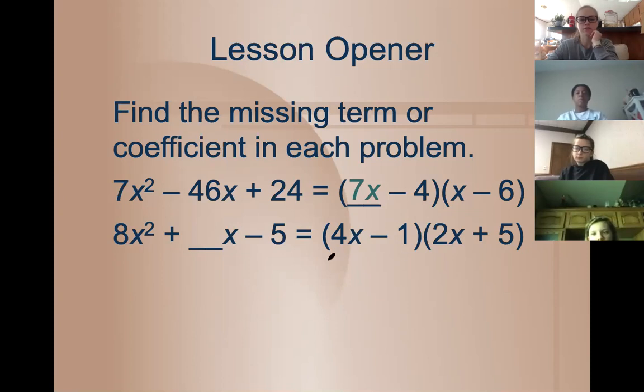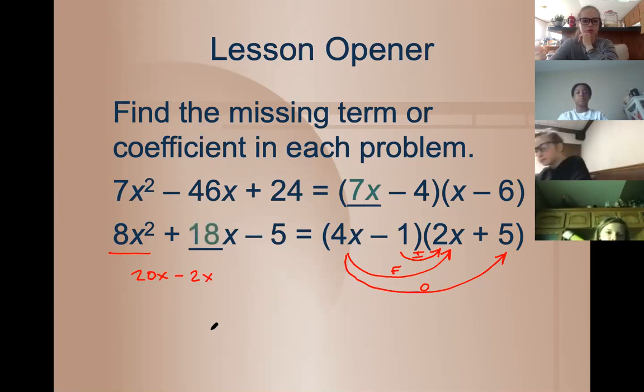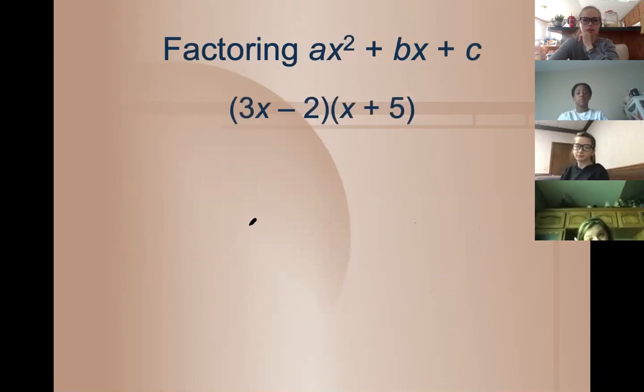You're going to have to come over here and FOIL that, though. So 4x times 2x, your first terms, that's 8x squared. Then you got to do your outside terms. 4x times positive 5, that's 20x. But then you've got your inside terms as well too. Negative 1 times 2x, that's negative 2x. So what should your coefficient be? Positive 18. There you go. Positive 18. Good. All right.